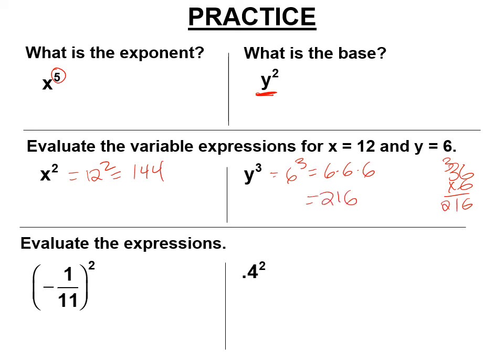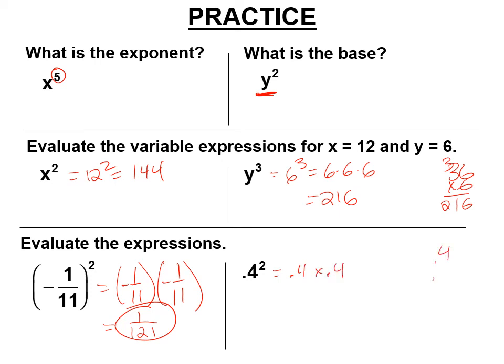Negative 1/11 squared is negative 1/11 times negative 1/11. So 2 negatives make a positive. 1 times 1 is 1. 11 times 11 is 121. That's positive 1/121st, is how you say that. 0.4 squared is 0.4 times 0.4. 4 times 4 is 16. Move the decimal twice. You get 16/100ths.